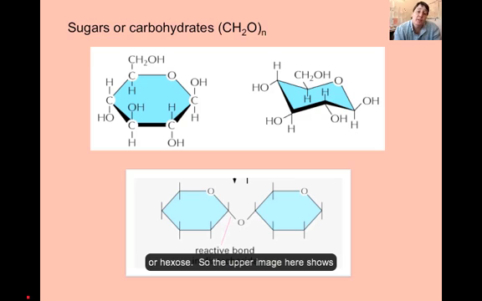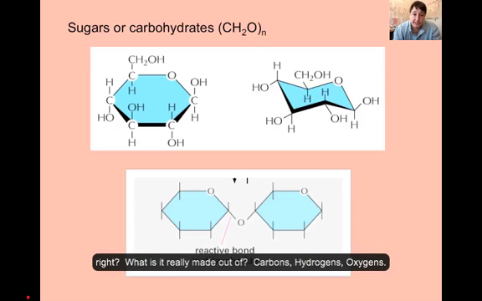So the upper image here shows 2 images of which one? Hexose. There's 6 carbons, right? I don't care if you recognize a chair conformation on the right or just the structure that's shown on the left. But if you see this kind of structure, what is it really made out of? Carbons, hydrogens, oxygens. Nothing more.